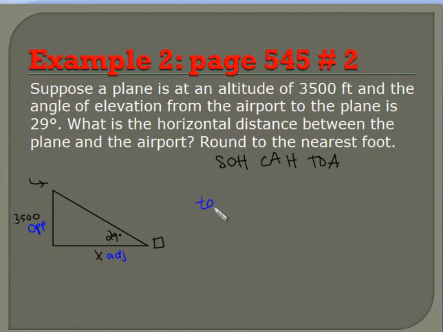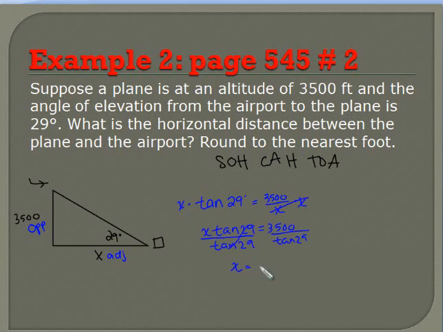So we're going to set up here. The tangent of 29 degrees is equal to 3,500 over x, the opposite over the adjacent. Whenever we have x in the denominator, we multiply both sides by that variable. So that cancels. And then to get x by itself, we'll divide by the tangent of 29.